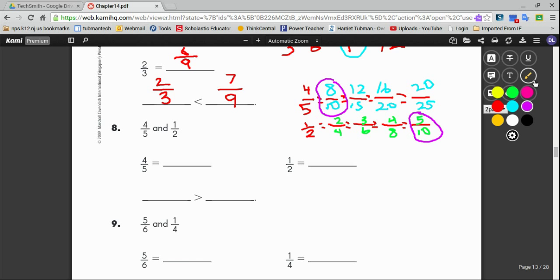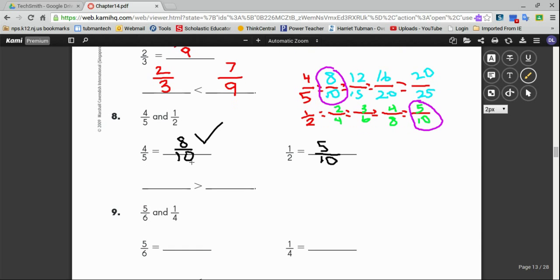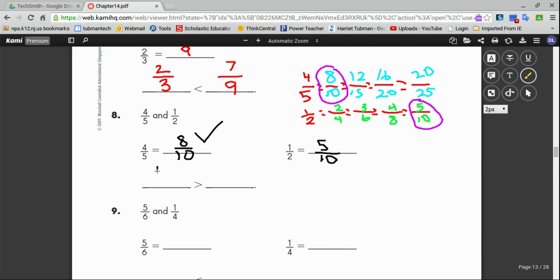So I'm going to change 4/5 to 8/10, and I'm going to change 1/2 to 5/10. And now that I'm comparing my like fractions, I know that this one, 8/10, is the bigger one. So that means this one, 4/5, is greater than 1/2.